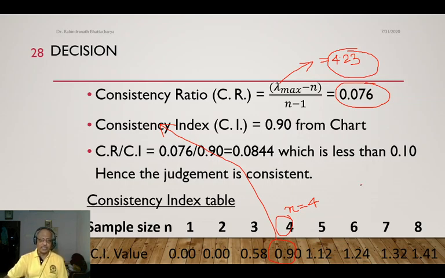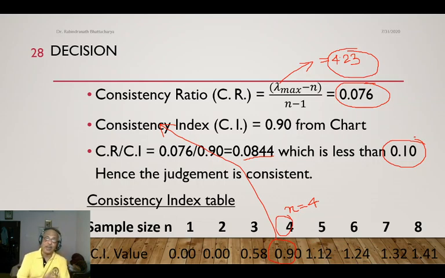And the random consistency index we can get from the chart. Since n is equal to 4, because it's a 4 by 4 matrix, we get 0.9 from the chart, and 0.076 divided by 0.9 comes to 0.0844, which is less than 0.1. That means it is less than 10%. So hence the judgment is consistent.